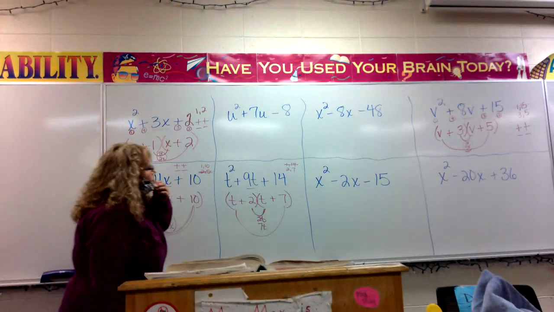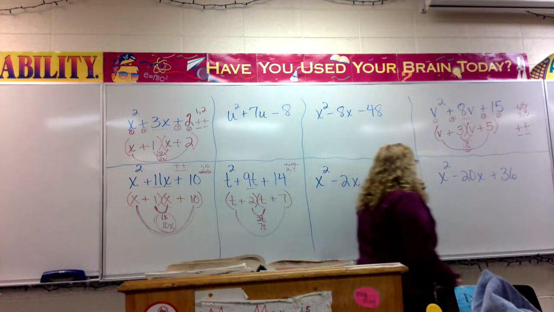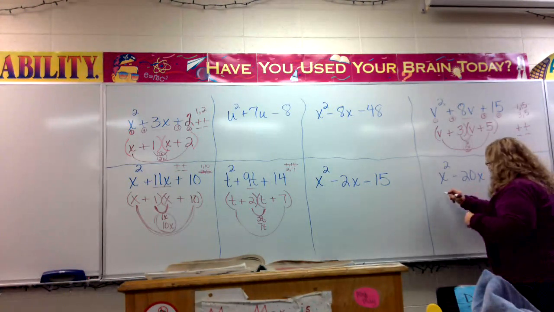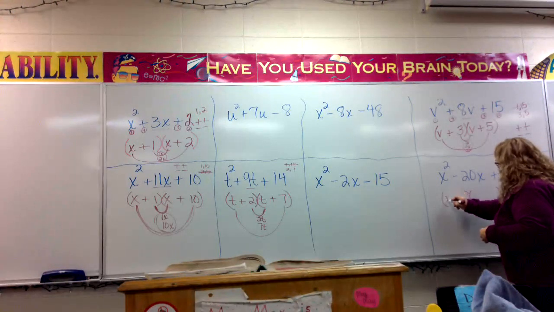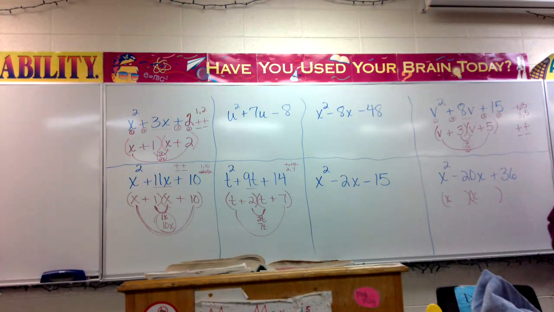So those are all done. How about this one? This one has a positive at the end also. Oh, wait till you see this one. Has to be x and x, but when we go down to the end, 1 and 36, could be 2 and 18, could be 3 and 12, could be 4 and 9, could be 6 and 6. Holy cow!